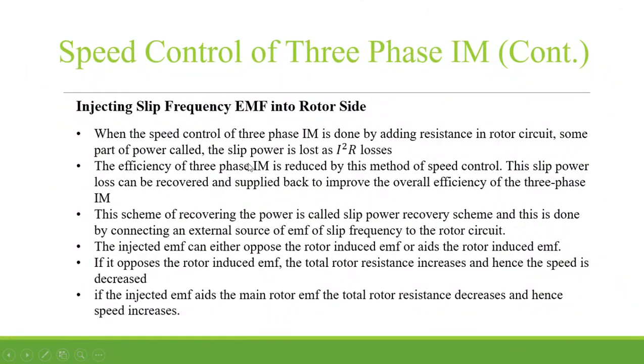Now coming to speed control by injecting slip frequency EMF into the rotor side. When we are adding resistance to the rotor circuit, there will definitely be some extra I square R losses. This is known as slip power. So efficiency will reduce, by that addition of external resistance to the rotor circuit, efficiency is going to reduce.